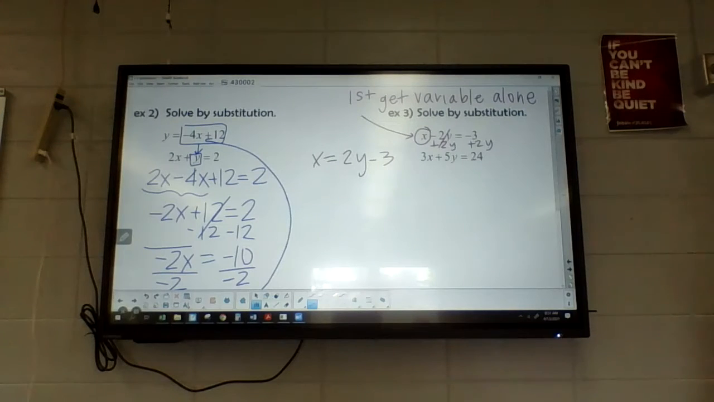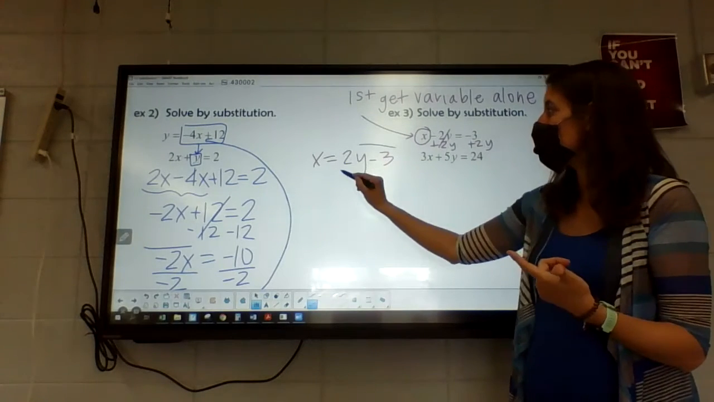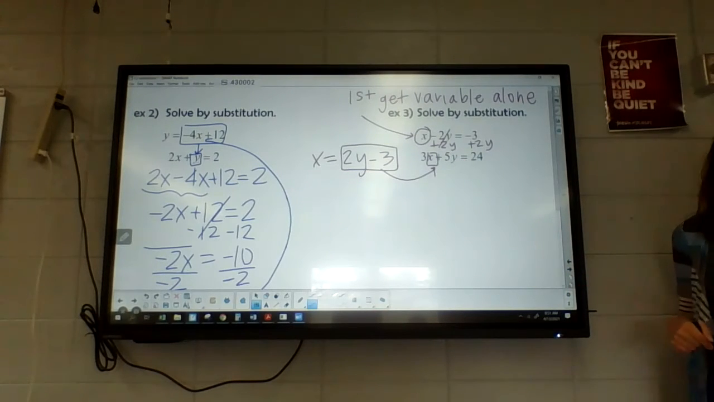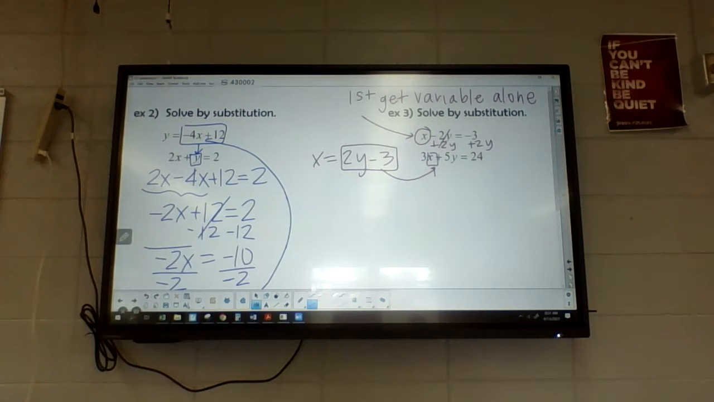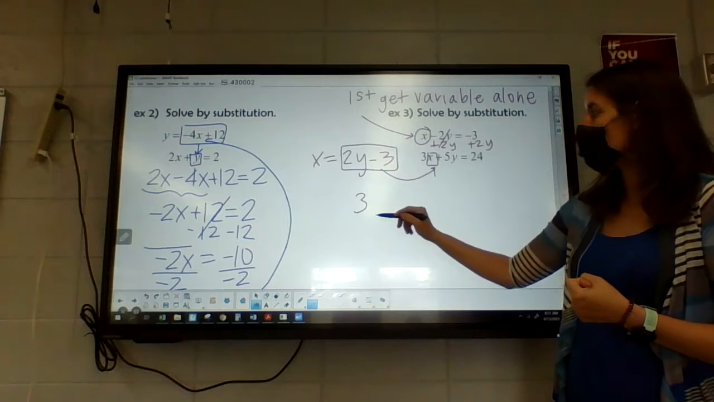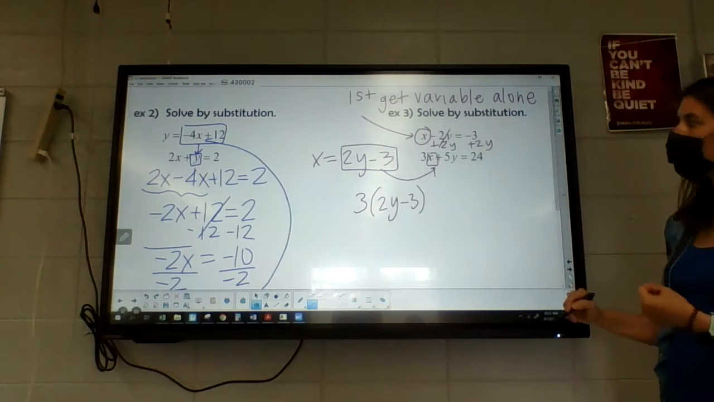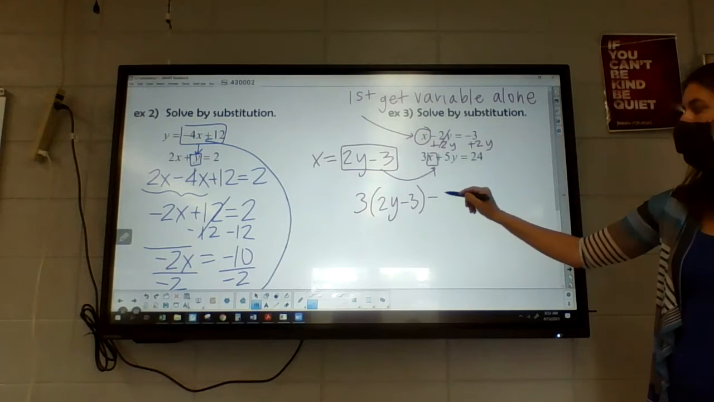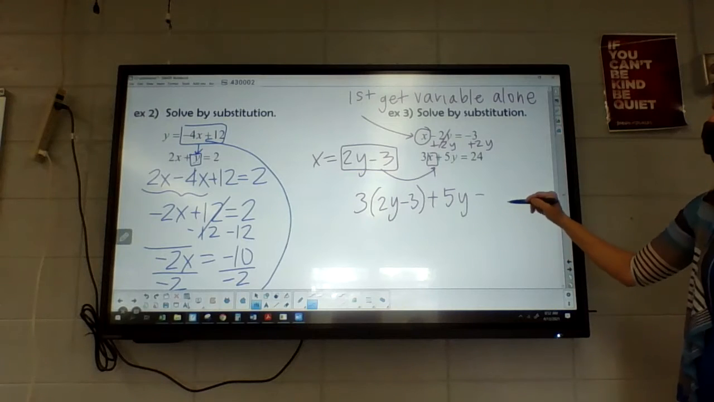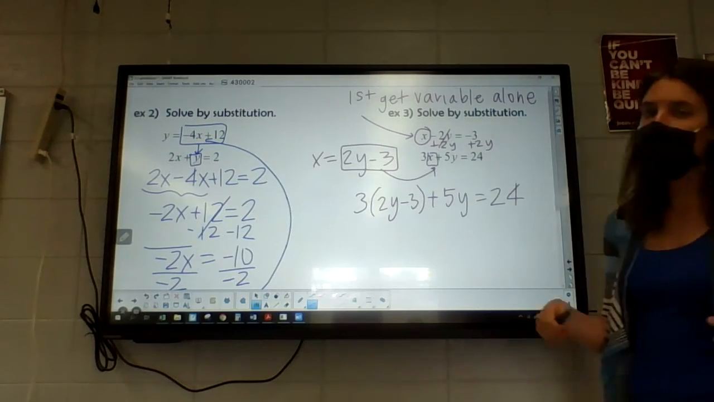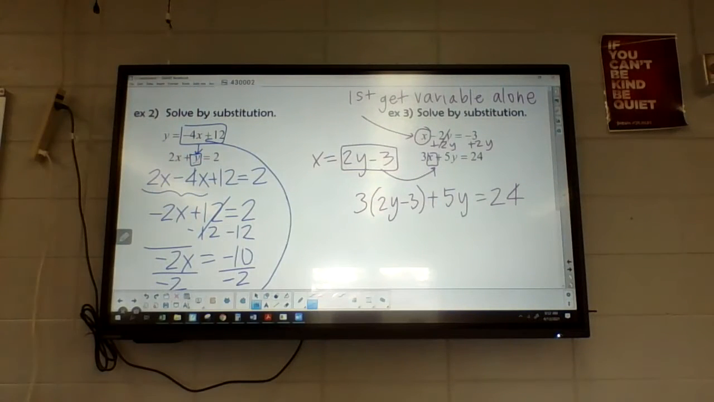To get a variable alone. Now that I know what x is, I can replace x in this other equation with what it equals. So this is where we want to use parentheses, and we're going to substitute that x in. So we have 3 parentheses. What is x equal? 2y minus 3. We're replacing x with that to finish this equation off. So we chose to get that x alone because it was easiest.